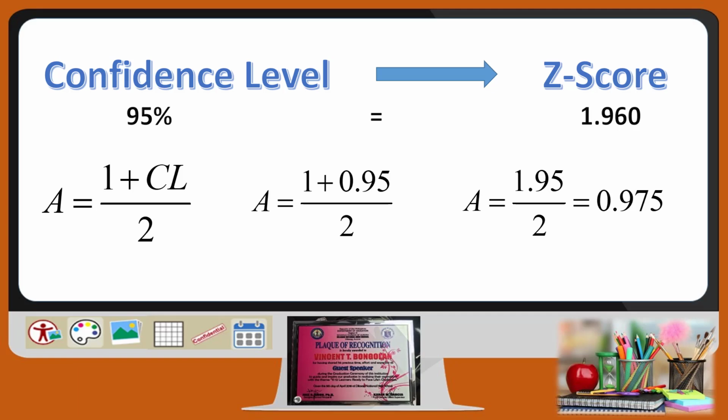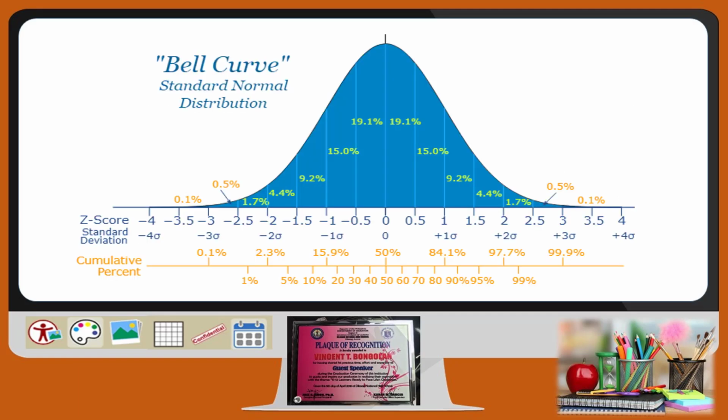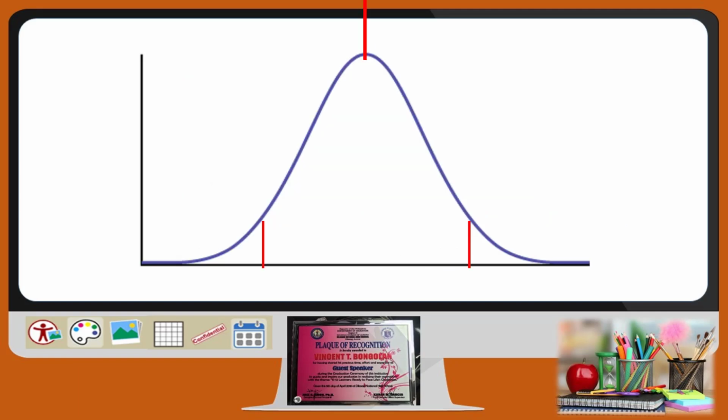Later on, I will show you how to get 1.960, but for now, let's end it that way. This is the bell curve, or the standard normal distribution chart. To illustrate, I will be showing you the standard normal curve, or the bell-shaped graph.